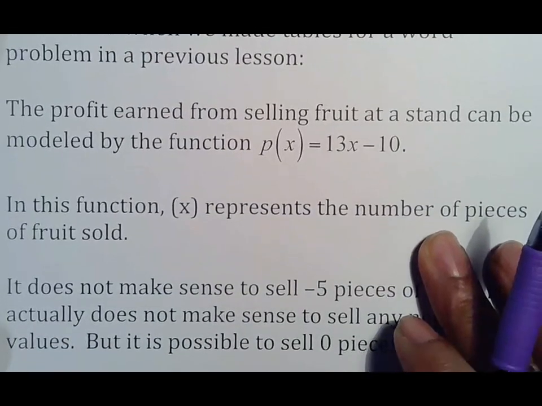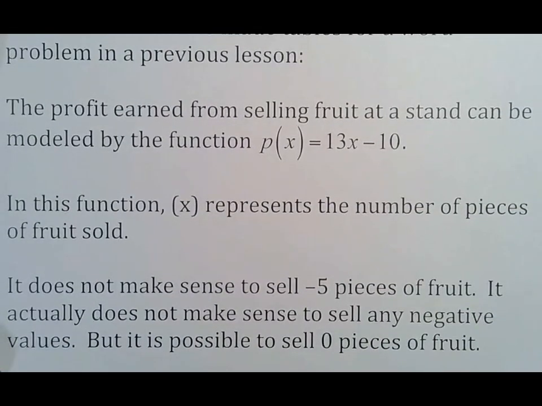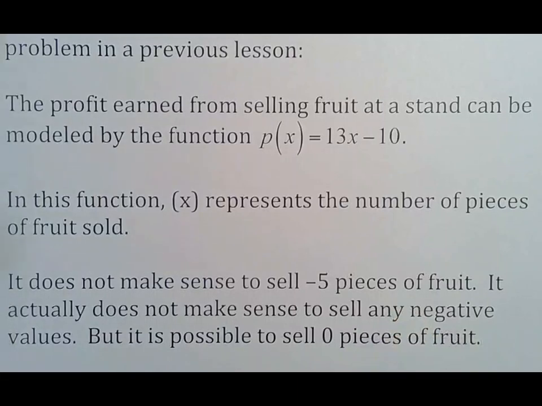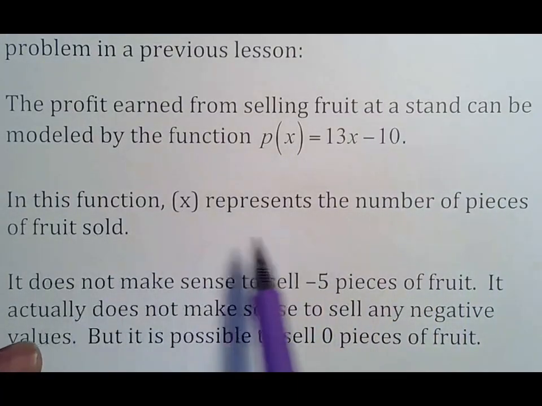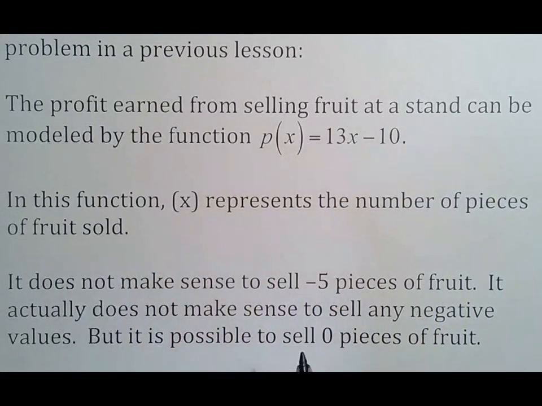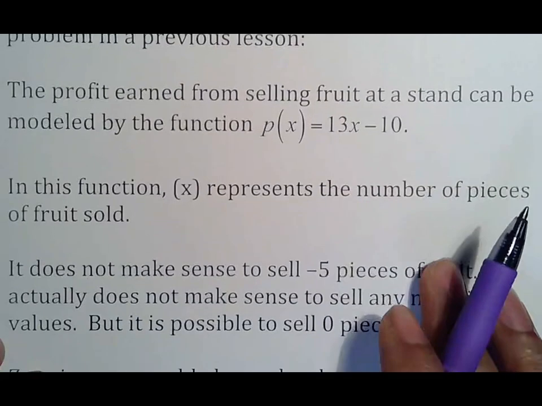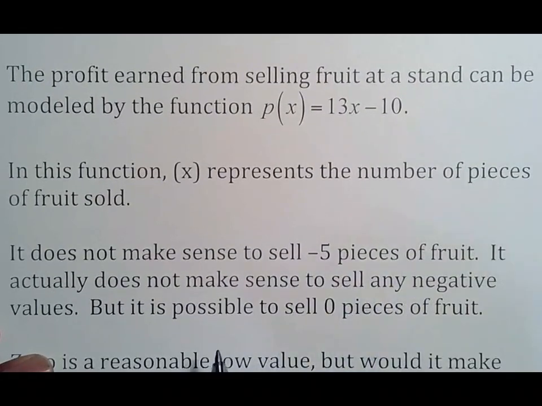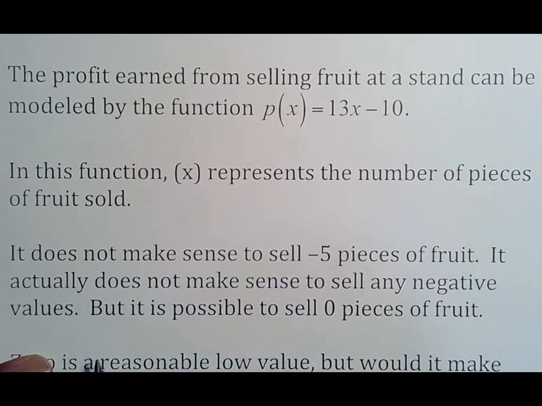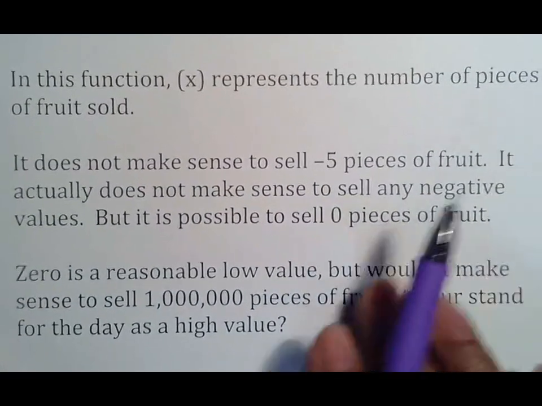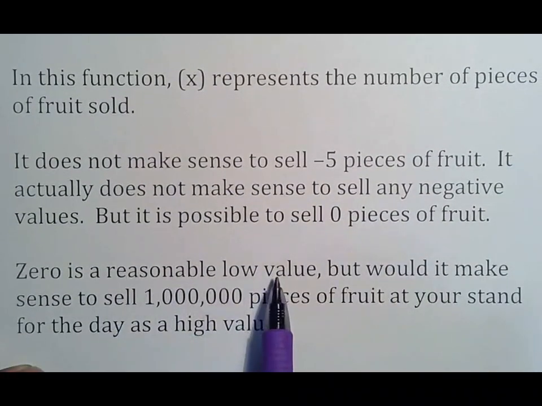But again, the profit earned from selling fruit at a stand can be modeled by the function p of x equals 13x minus 10. In this function, x represents the number of pieces of fruit sold. Again, it does not make sense to sell -5 pieces of fruit. It actually doesn't make sense to sell any negative values, but you can sell 0 pieces of fruit. And so, therefore, 0 is a reasonable low value.